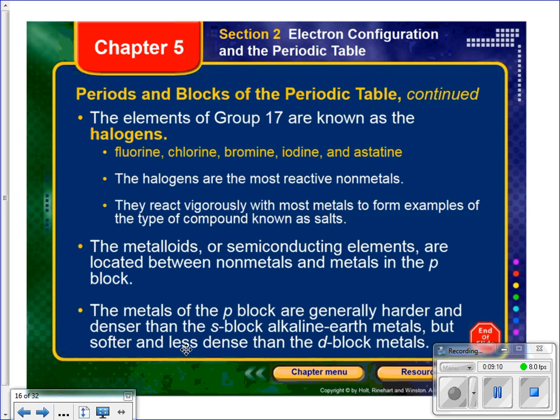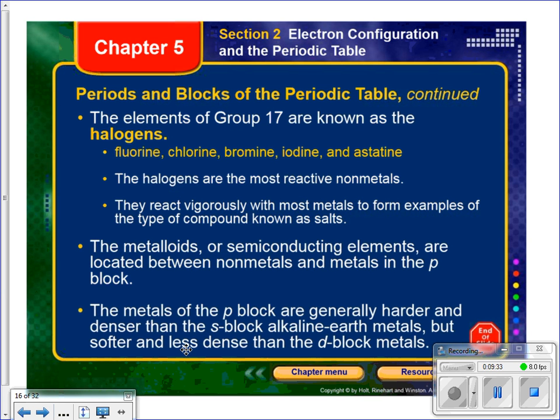If we keep going across, above the metalloids, above that stair-step line, we have our nonmetals. Most of them are gases at room temperature. The solids at room temperature are very, very brittle, so most of those are powders. Group 17 is the most common group of the nonmetals. These are called the halogens. It's fluorine, chlorine, bromine, and iodine.